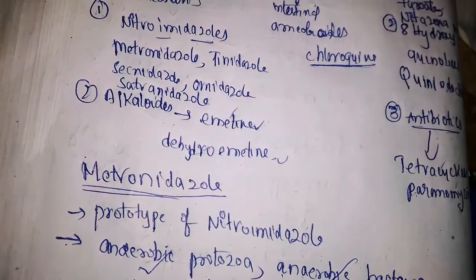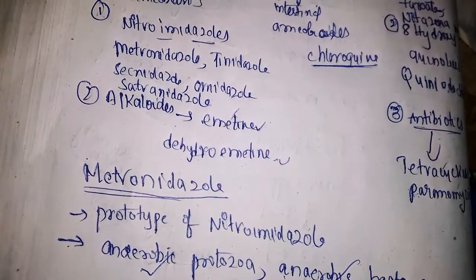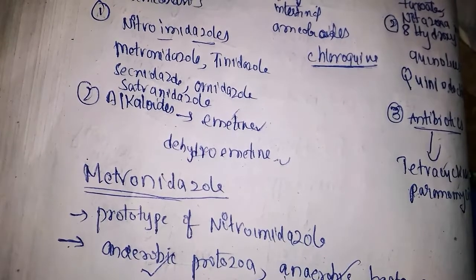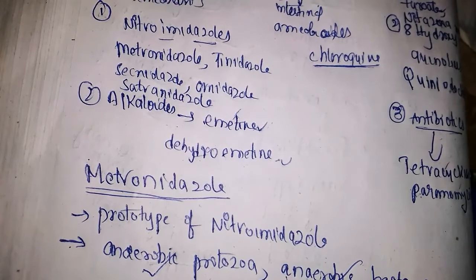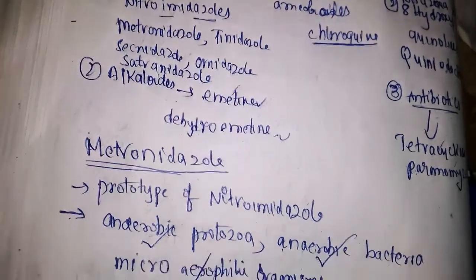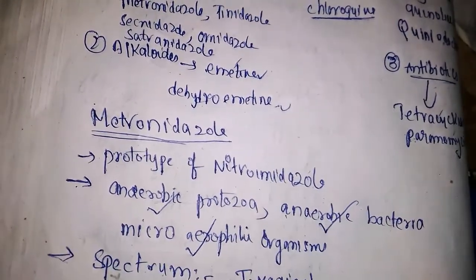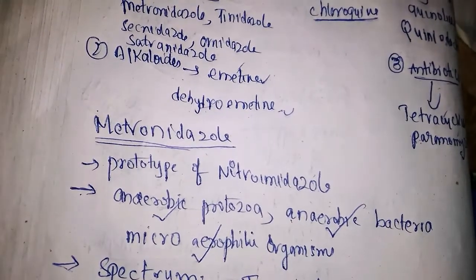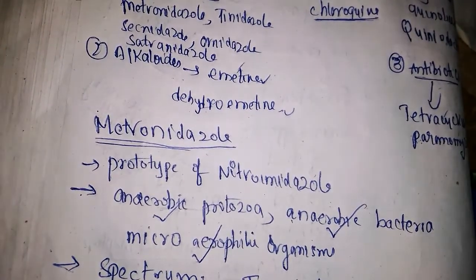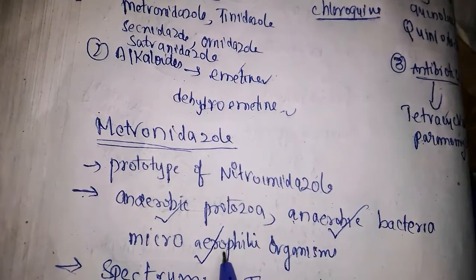In this lecture, we mainly focus on metronidazole because this drug is very often used nowadays. That's the reason why we are discussing this in this lecture, and this is a very important question for our university exams also. So let's start discussing it. Metronidazole is a prototype of nitroimidazole, and it acts mainly against anaerobic protozoa, anaerobic bacteria, and also microaerophilic organisms.